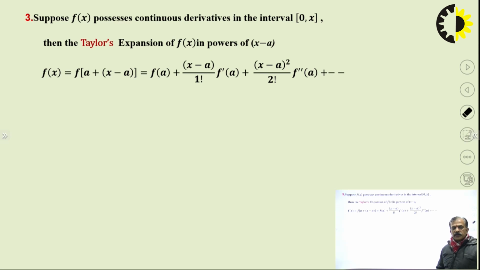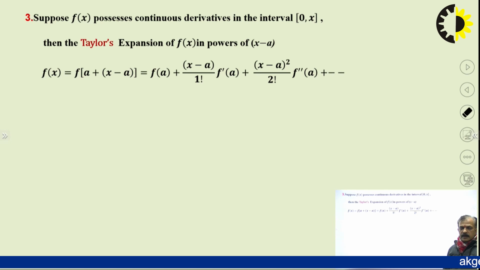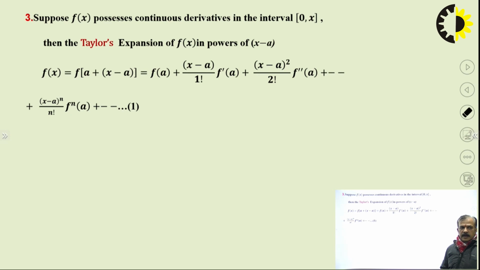So, the expansion by Taylor theorem of this function is f of a plus x minus a upon 1 factorial into f dash a plus x minus a whole square divided by 2 factorial into f double dash a plus and so on. So, this is the required expansion of f(x) in the powers of x minus a. And the general term, x minus a whole raised to the power n divided by n factorial into f n dash a.